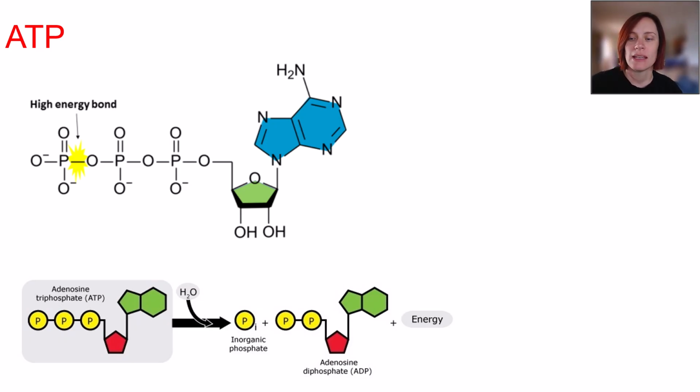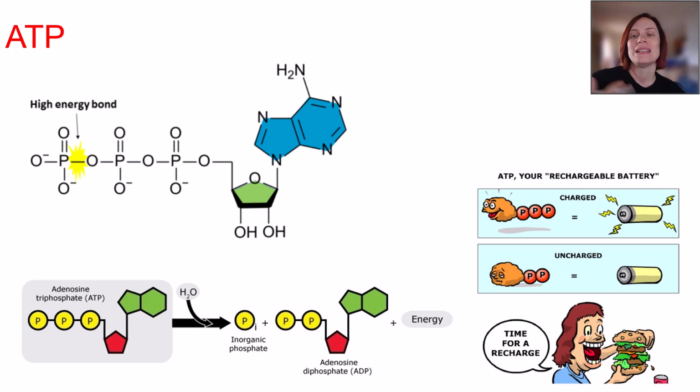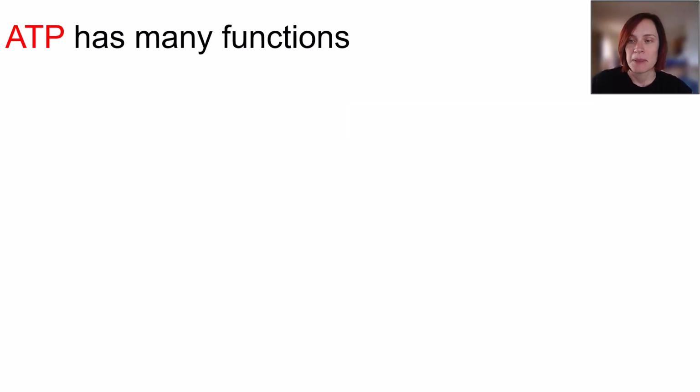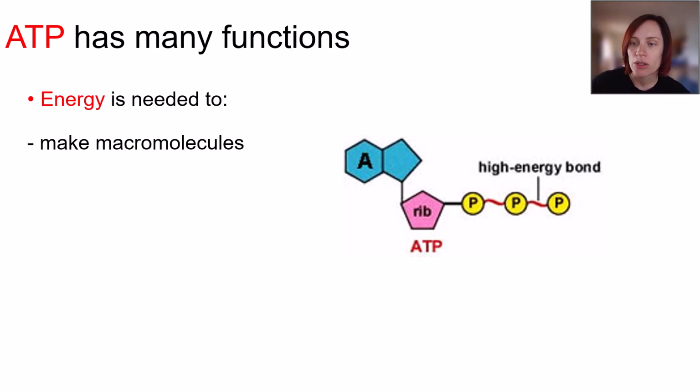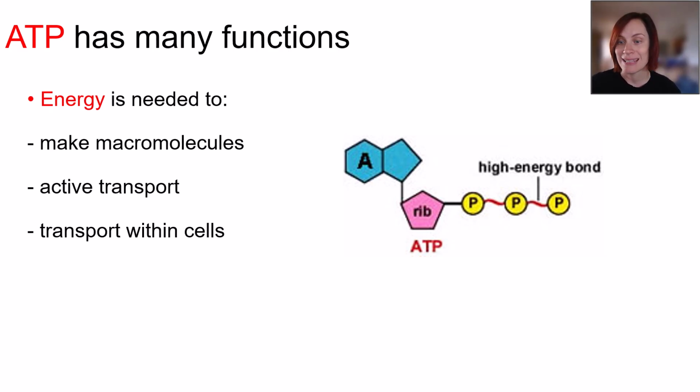So interestingly, ATP doesn't actually move between cells. That means that cells need to have this continuous supply of energy being created in the mitochondria, and we need to be able to recharge. So we need to be able to eat and bring all those organic molecules in to keep creating ATP. Now, ATP serves many, many functions. It's needed to make macromolecules, to transport things across the membrane. We know we have active membrane transport, as well as transporting within cells.